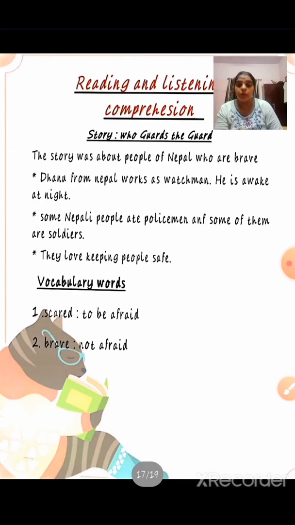So next word is brave. Who are brave? Who are not afraid of anyone are called brave. Who are not afraid of anyone or anything are called brave. So scared means to be afraid and brave means not afraid. So after this we will end our reading and listening comprehension section, and let's move to our grammar section.